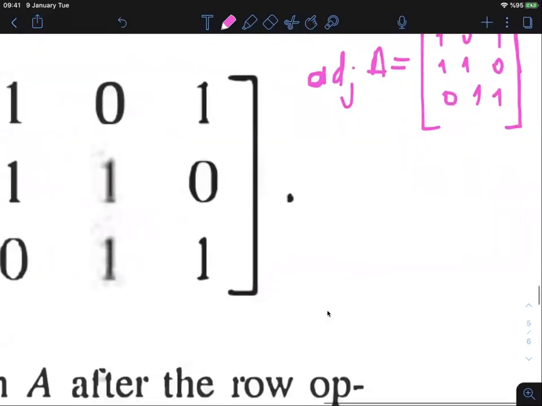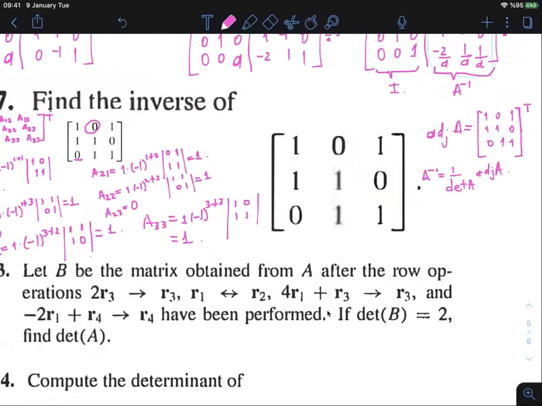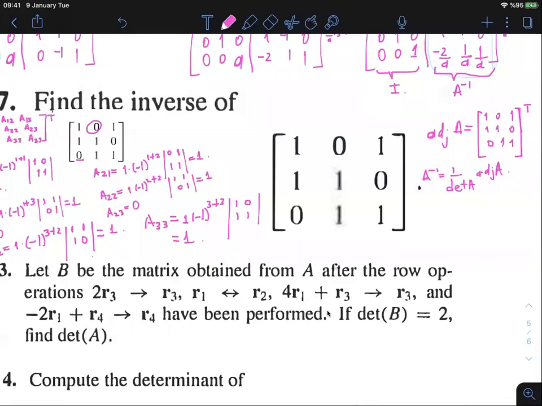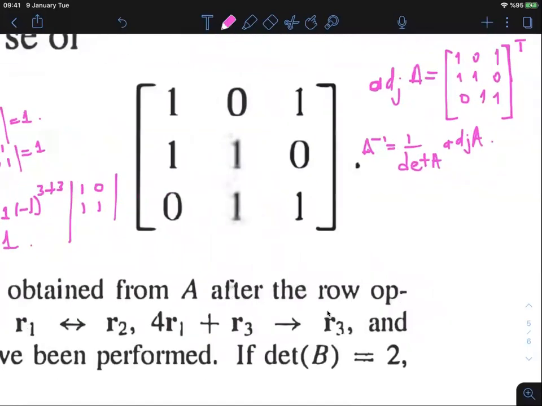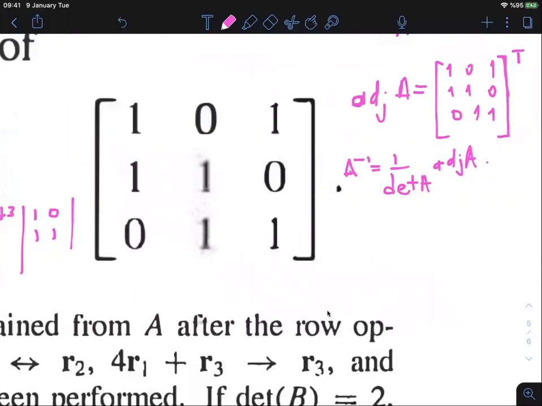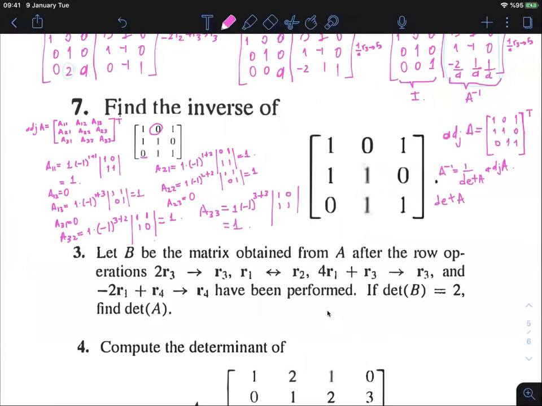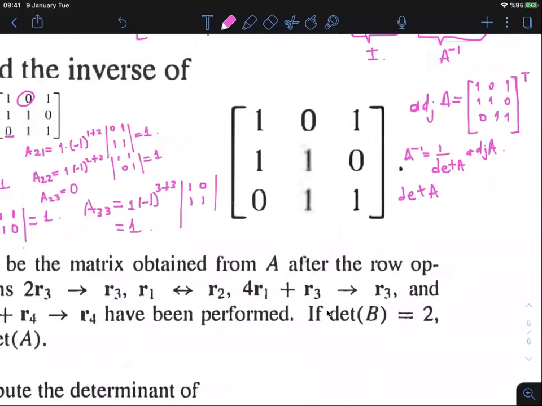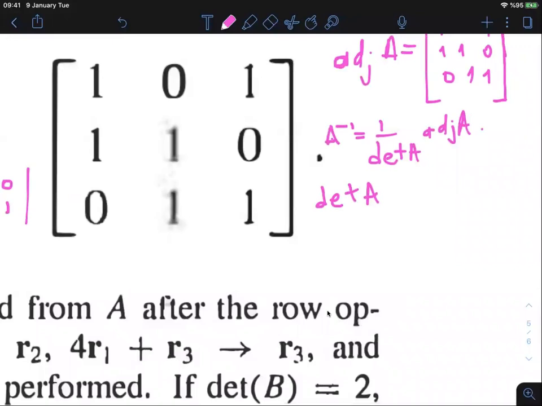Now, what is the inverse matrix? If you remember, the formula for the inverse matrix was basically 1 over determinant times this Adjugate matrix. So we have to compute the determinant for this one. What is the determinant of this matrix? Let's see. To compute the determinant, we can use cofactors of any row or any column. So let's use the first row.